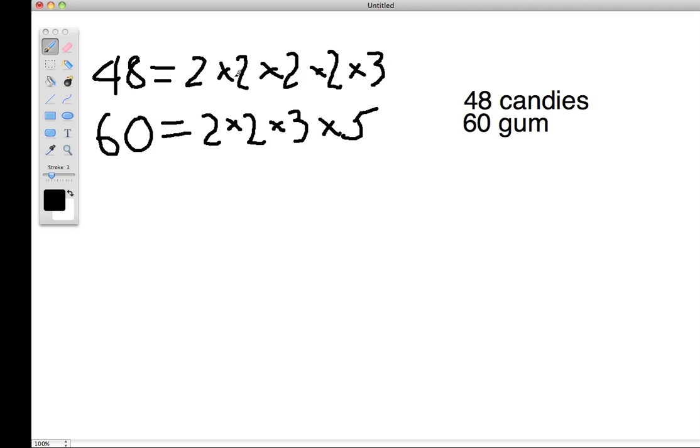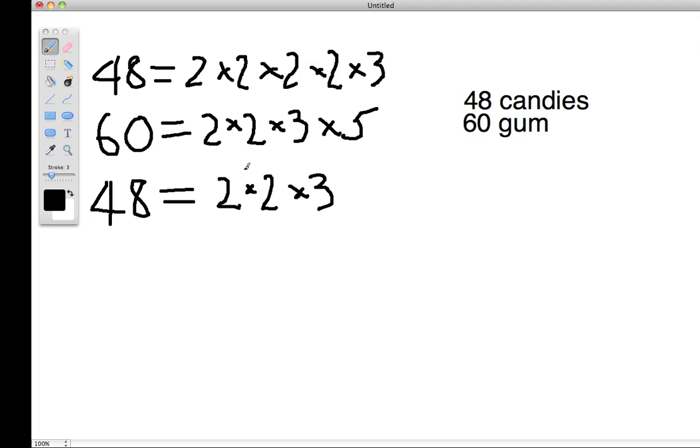So 48 is 2 times 2 times 2 times 2 times 3, and 60 is 2 times 2 times 3 times 5. So we see that each number contains the factor 2 times 2 times 3. So let me write that out here. Say that 48 then is equal to 2 times 2 times 3.